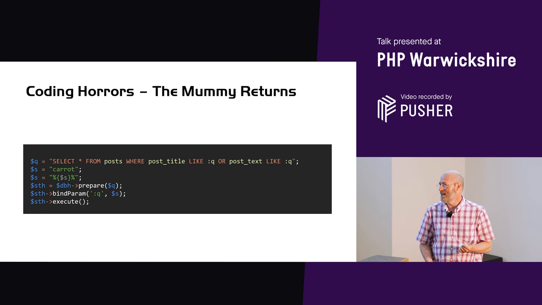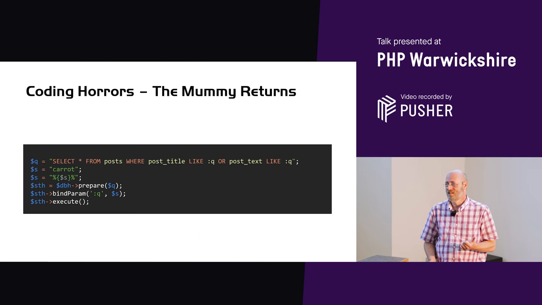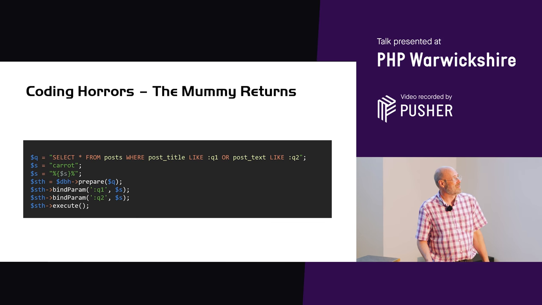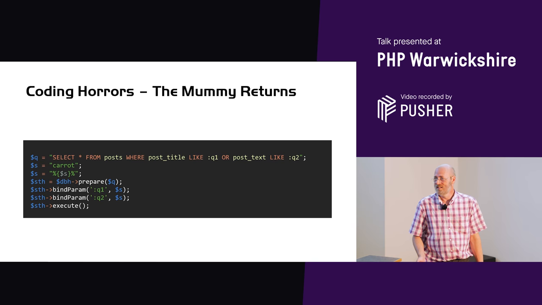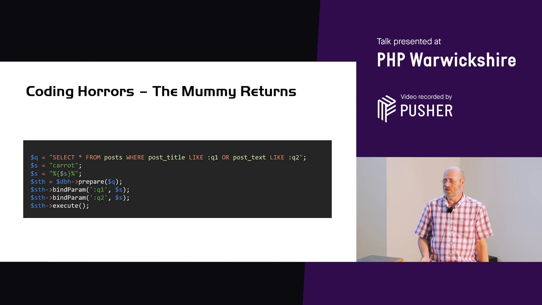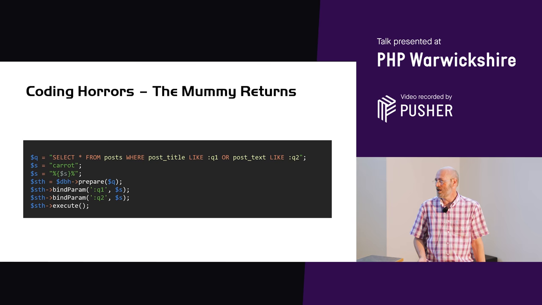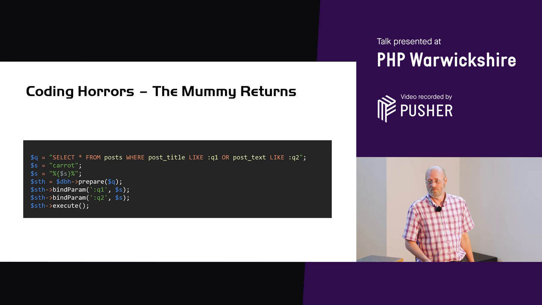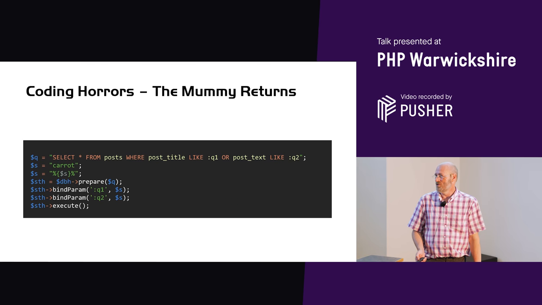You can't use the same named placeholder for binding. You have to use unique placeholders. So we use Q1 and Q2 if you're doing something like that. Again, it's an easy mistake to make. And if you started with 5.2.8 of PHP and it worked, you probably don't understand why your code won't work after an upgrade. Of course, you shouldn't be running that older version anymore, but you never know.